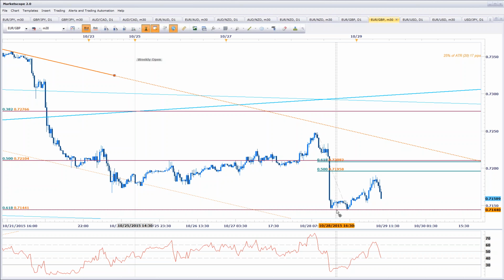RSI, stochastics, MACD, these are all backwards looking, right? They're telling you what happened, not what's going to happen. Now, they can be helpful, but just because the price is in support, that's not justification. So, Mark, I hope that offers some picture of where my mentality is with this.